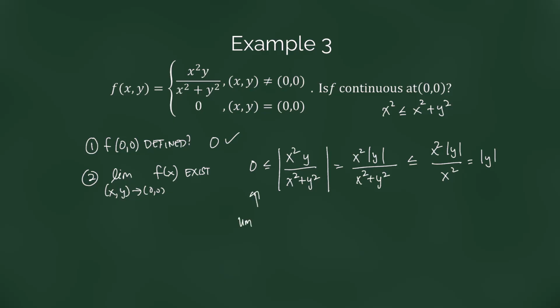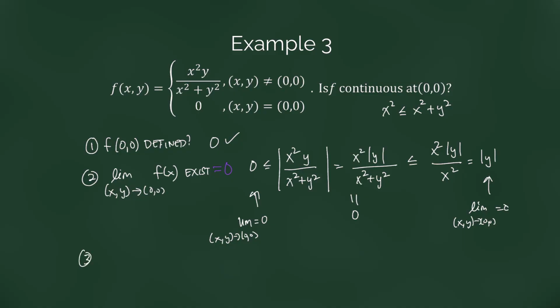This limit is 0 as we approach (0,0). This limit, as we approach (0,0), is also 0, which forces our original limit of f(x,y) to also be equal to 0. So this limit exists, and the limit is equal to 0.